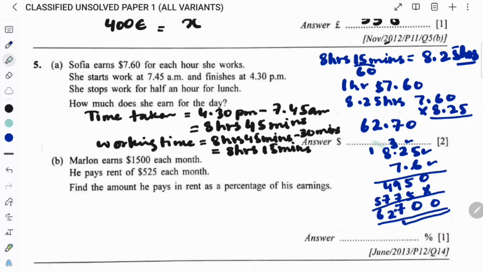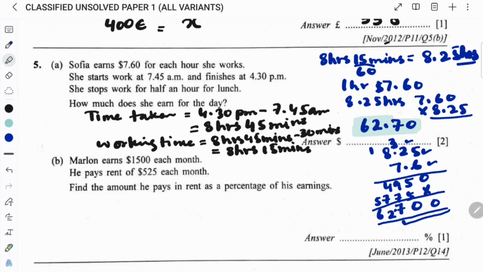All right, so this is the multiplication you have to do. Quickly, we just subtract the timings and reduce 30 minutes also from it. We are getting 8.25 hours. So those 8.25 hours you multiply by 7.60. You cannot multiply 8 hours and 15 minutes like this. You will have to write the complete number in hours.